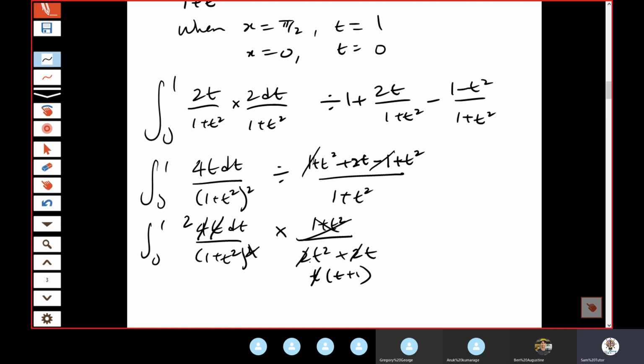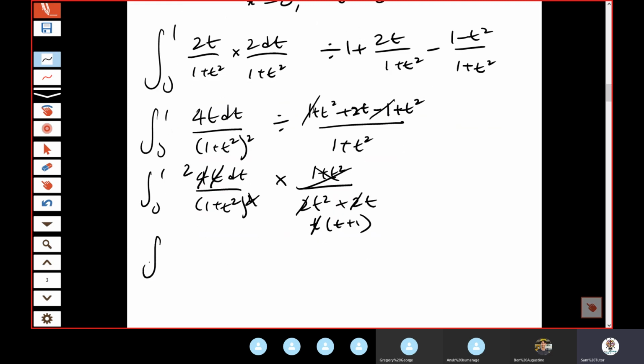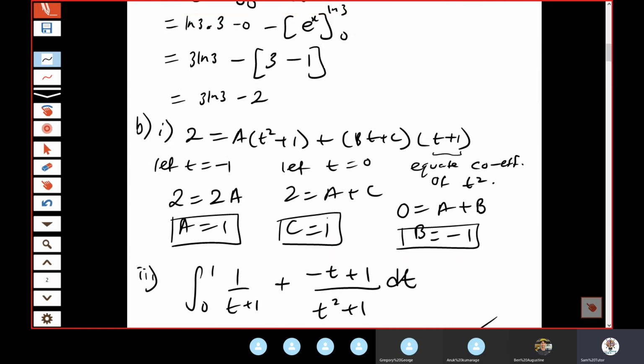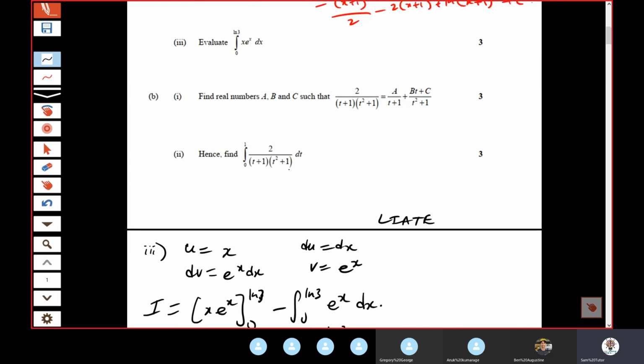That was too quick, you guys know you can do it a little bit slower. But essentially all I did was factorize. So what I've got left is 2 on t plus 1, 1 plus t squared, and I think if I'm not wrong, that was part of b, wasn't it? So that should have been the same answer as what we just had here.